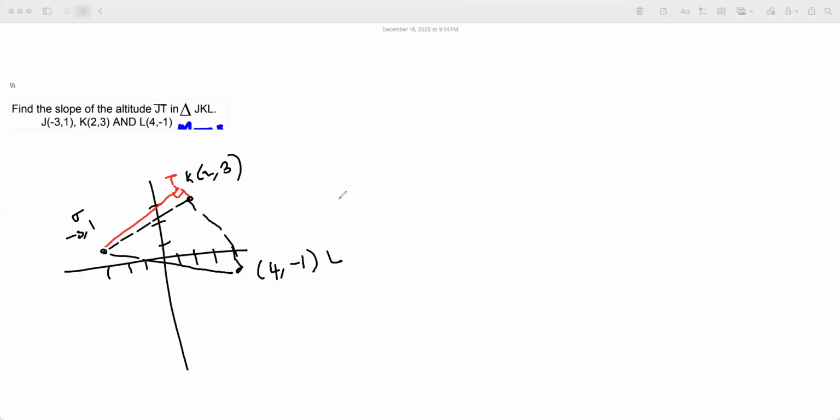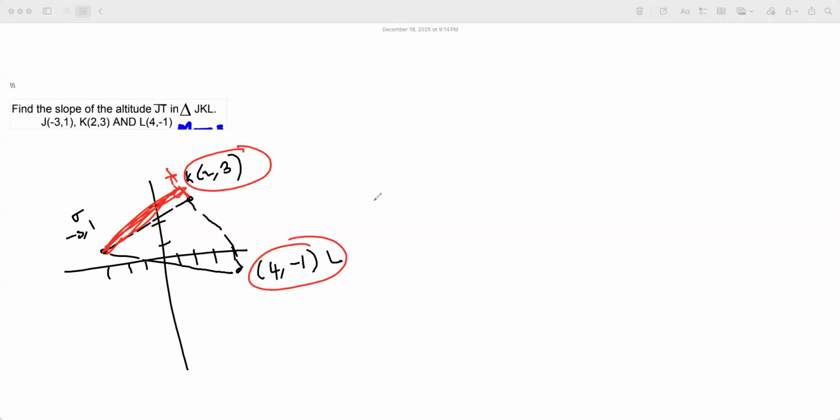Not a hard one, guys. Try. You find the slope of LK. Yes, slope of LK. Once you find the slope of LK, you find the negative reciprocal, and you'll know the altitude. You'll know the slope of JT.